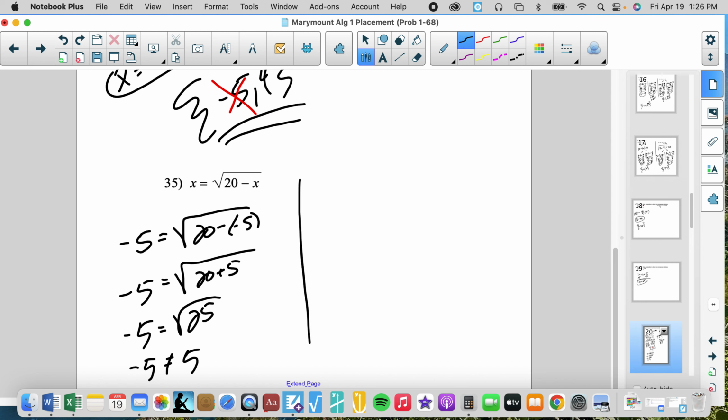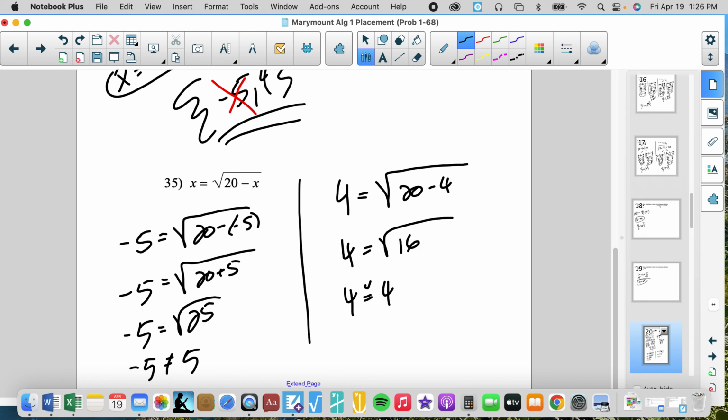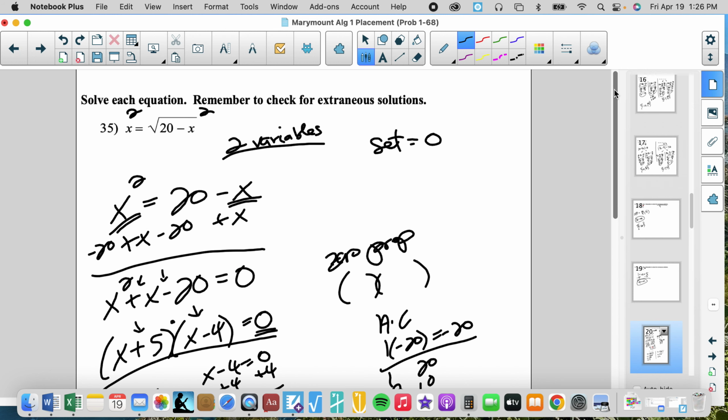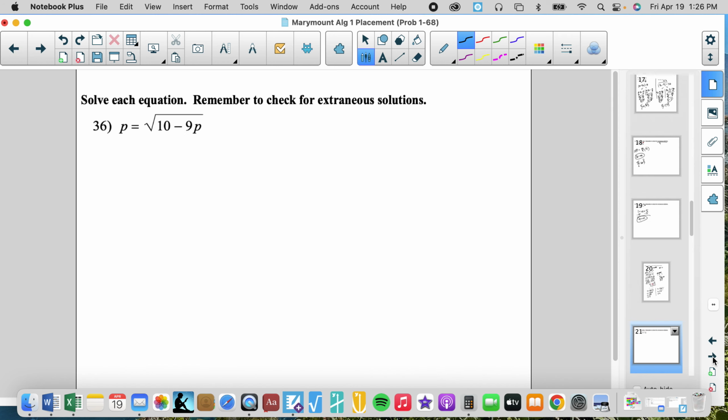Let's try 4. Does 4 equal the square root of 20 minus 4? Does 4 equal the square root of 16? Does 4 equal 4? Yes, that's why 4 works, and the other one doesn't. Good, so here we go.